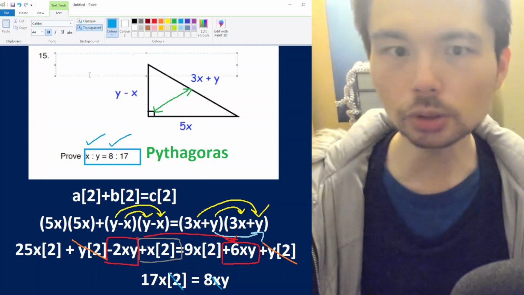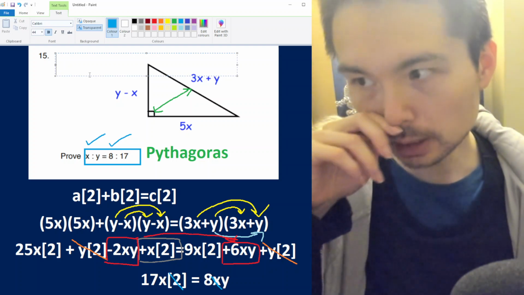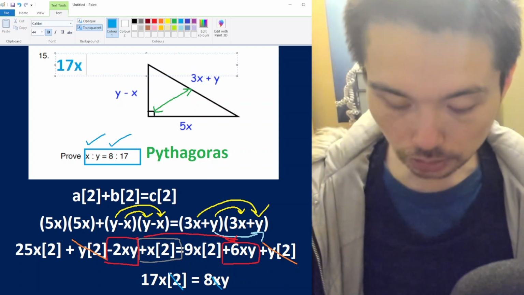Now I'll just write it up top, because I'm running out of space. We're 5 minutes in, almost done, guys, almost done. 17x equals 8y.